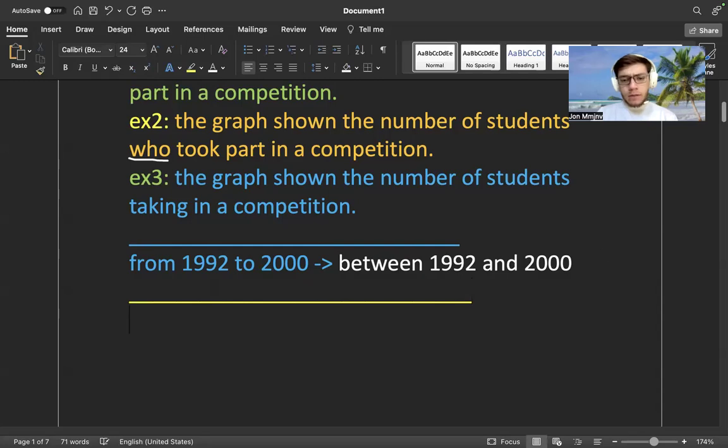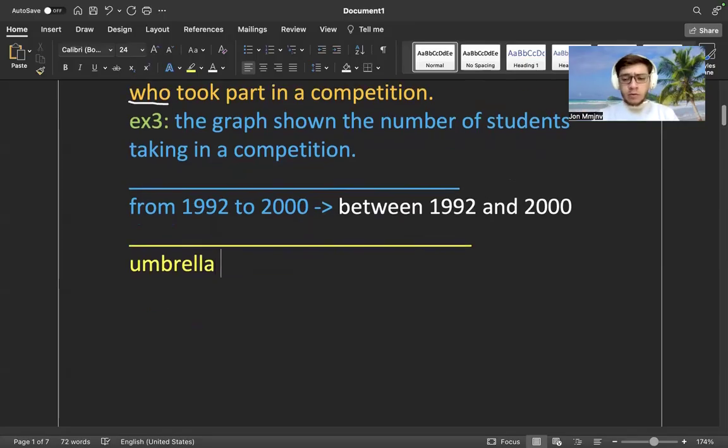Then we have something called the umbrella technique. I'm going to show all of them in practice so that you can get the idea of how it looks. For example, if we have certain materials, we have plastic, bottles, electronics.